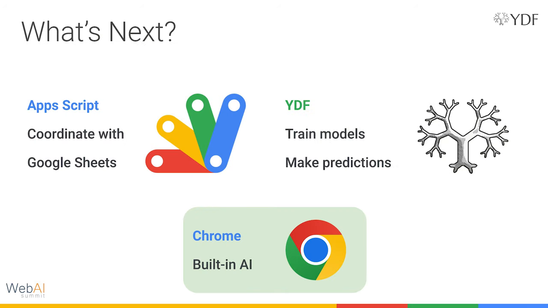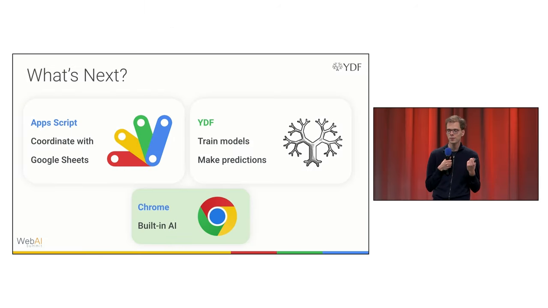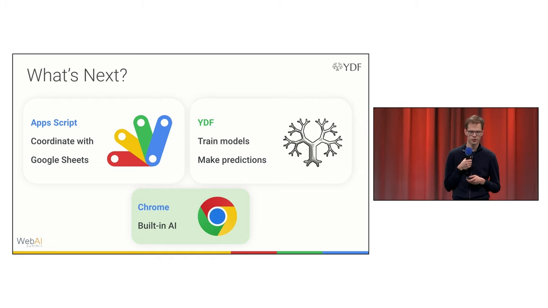Of course, the next step for Google Sheets will be Gen AI, and we're really excited about the built-in AI features that we've seen today in Chrome. It complements YDF perfectly, and it's not quite launched yet, but we're really looking forward to the next version of Simple ML for Sheets to integrate that.